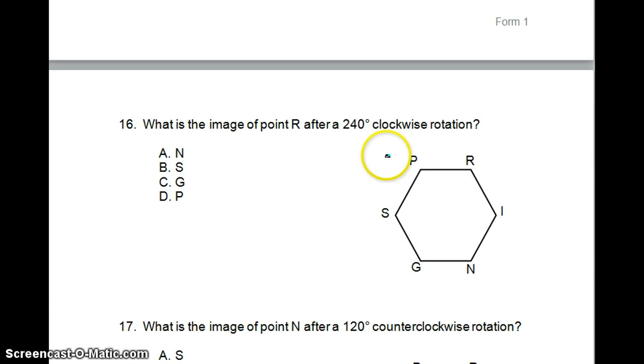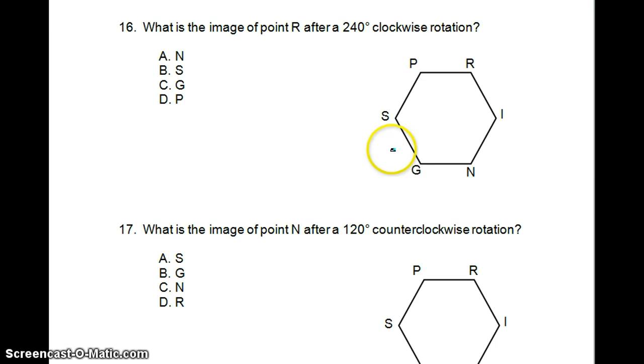16. What is the image of point R after a 240-degree clockwise rotation? The first thing we need to do is find out how many degrees each one of these angles is going to be. So we've got 1, 2, 3, 6 of them, and all the exterior angles are going to be 360. So we're going to do 360 divided by 6 equals 60. So every time we turn one position, that's 60 degrees.